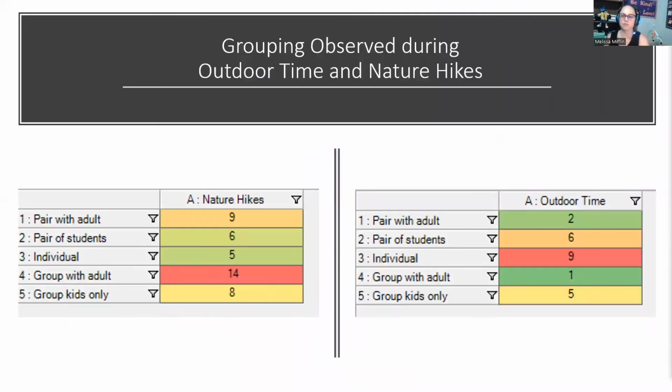So the grouping observed during outdoor time and nature hikes shows that grouping observed and how it relates to the location of the observations. I separated the two because there were more observations during nature hikes than outdoor time, probably due to the nature hikes being longer periods of time. I noticed that most observations during outdoor time were individuals exhibiting STEM concepts, whereas on the nature hikes, that was more of group learning and adults were part of the observations.